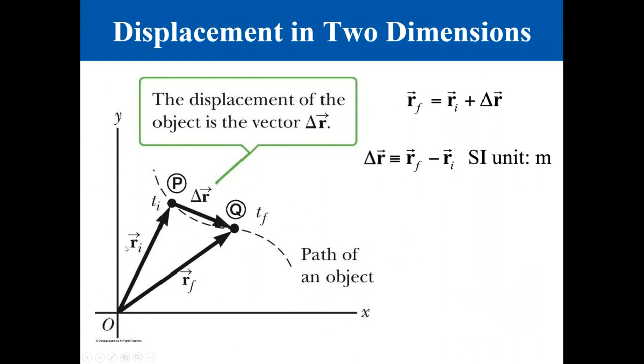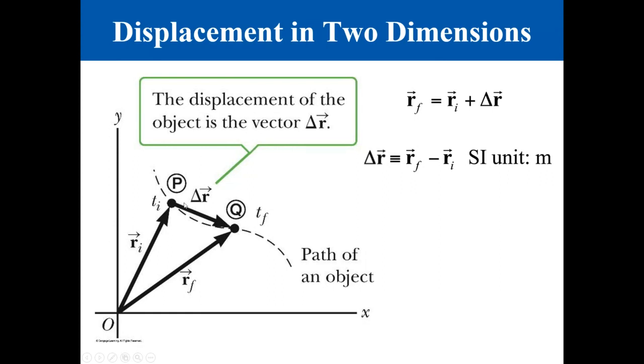We describe the original position by a vector, like the vector Ri, and the final position by another vector, like the vector Rf. So this is the initial position described by Ri. This is the final position described by Rf. The elapsed time here was t initial, here it is t final. So the elapsed time is the difference between Tf and Ti.